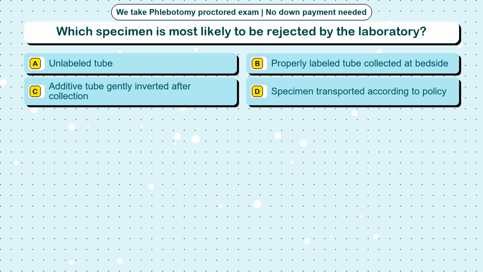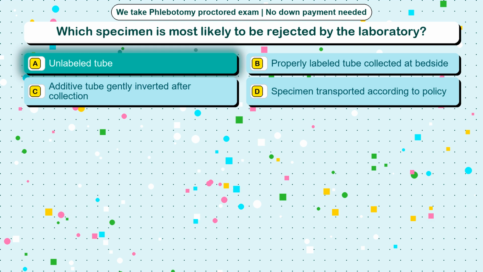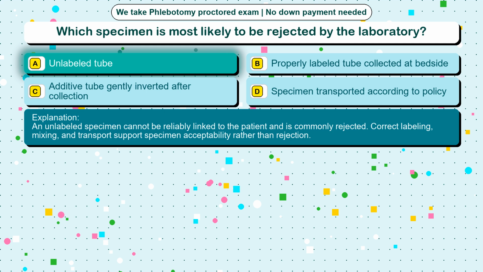Question 59. Which specimen is most likely to be rejected by the laboratory? Option A, unlabeled tube. Option B, a properly labeled tube collected at bedside. Option C, additive tube gently inverted after collection. Option D, specimen transported according to policy. The correct answer is option A, unlabeled tube. An unlabeled specimen cannot be reliably linked to the patient and is commonly rejected. Correct labeling, mixing, and transport support specimen acceptability rather than rejection.